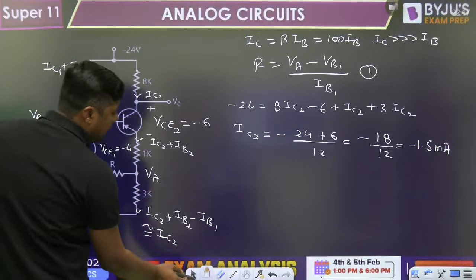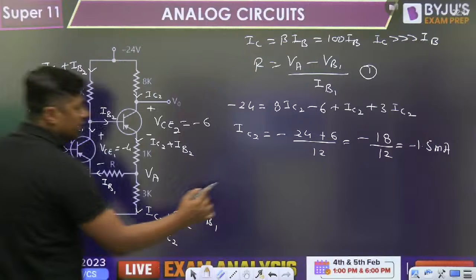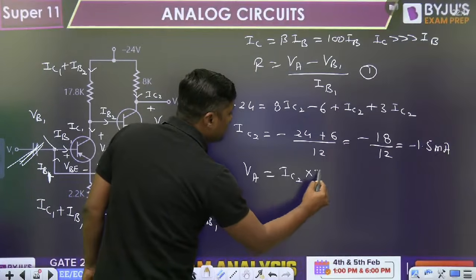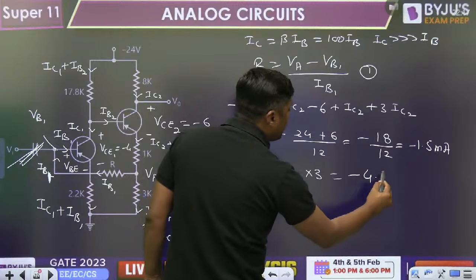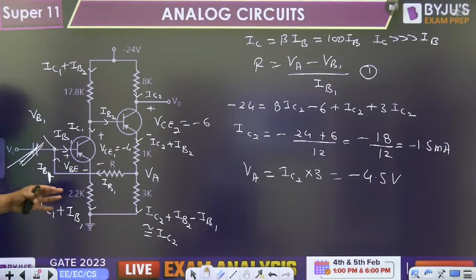what is the VA? IC2 into 3. You will get minus 4.5 volt. Easy question, it is a 2-mark question, right? Approximation. IC2 is equal to minus 4.5. Now, what is the value of VB?